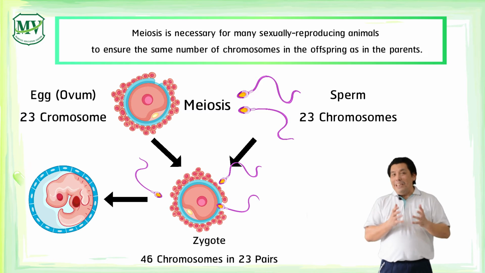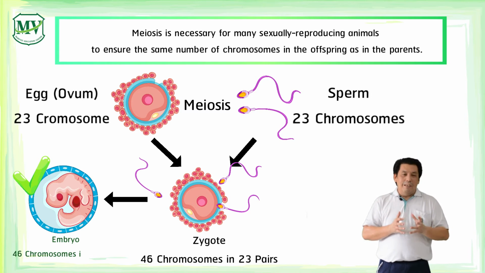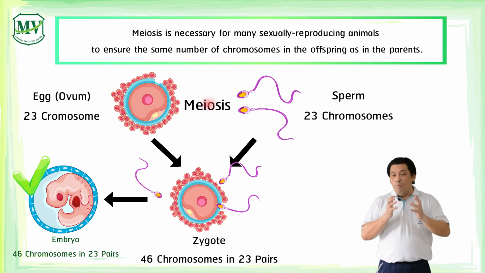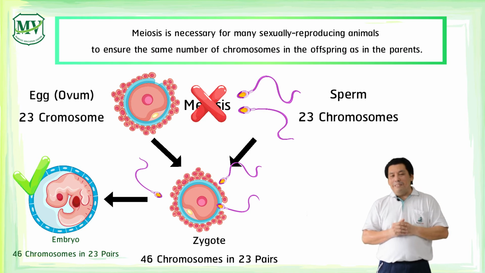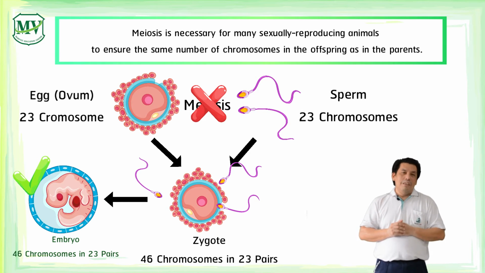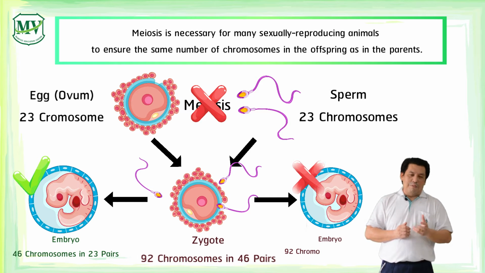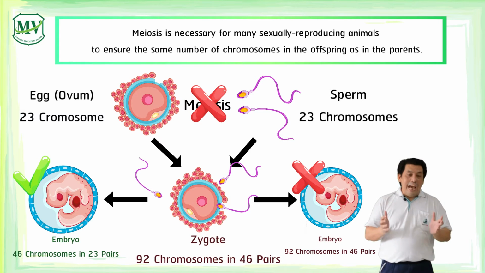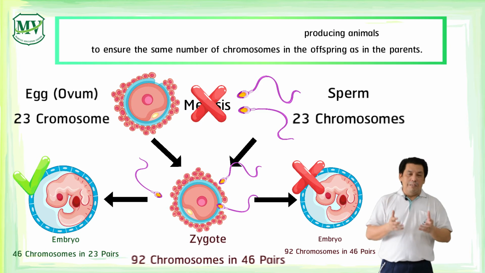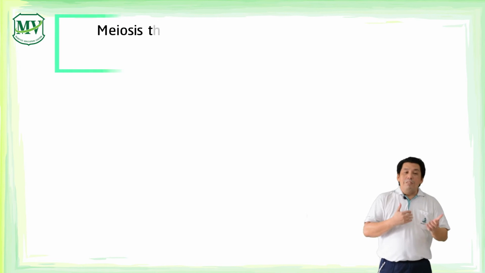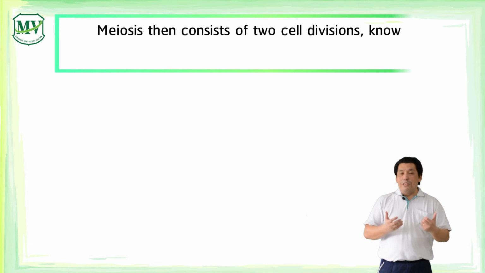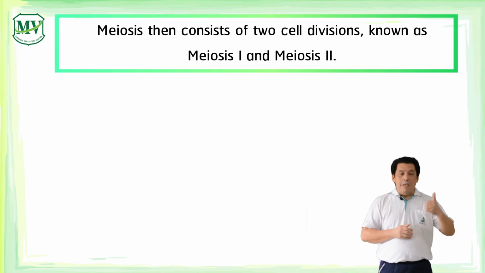If the number of alleles of each gene is not reduced to 1 in the gametes that produce the zygote, there will be 4 copies of each gene in the offspring. In many animals, this would lead to many developmental defects. Meiosis then consists of 2 cell divisions, known as meiosis 1 and meiosis 2.